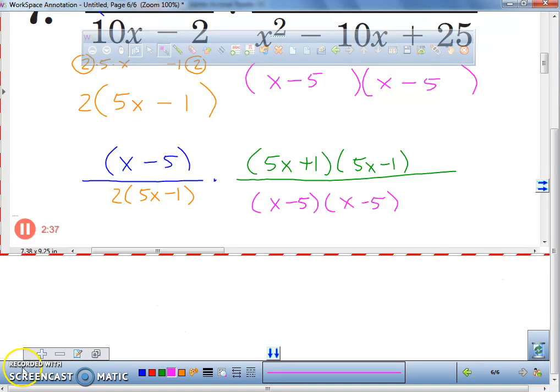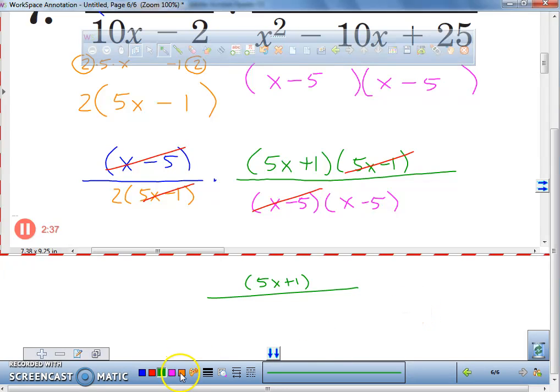All right, now that I have everything factored, let's make some stuff bleed and cancel things out. What do you see, Madison, that I could totally cancel out that's in the numerator that's also in the denominator? Do you see anything? The 5x minus 1. Boom! Boom! Those are dead. What else? X minus 5. Boom! Boom! That's dead. So at this point, what's the only thing you see left in the numerator? 5x plus 1. That's all I see.